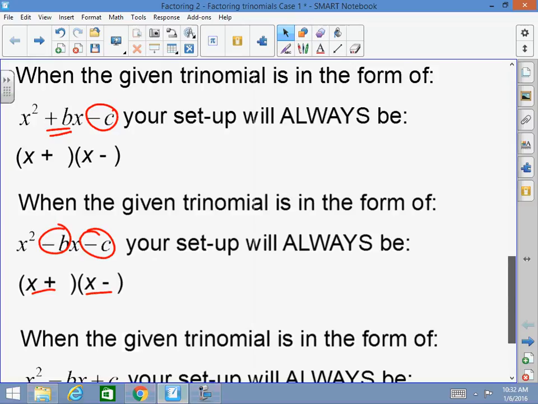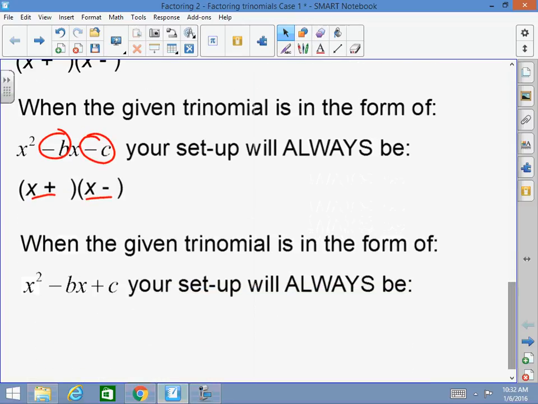And then the last but not least, gentlemen, when I have x squared minus bx plus c, think about it. Doesn't a negative times a negative equal a positive? So this has to be x minus, x minus. Is that what you were going to say, my man? Good job. Well done, kid. So if they're all positive, it's x plus, x plus. If it's plus b minus c or minus b minus c, it's plus minus. And if it's minus b plus c, it's minus minus.